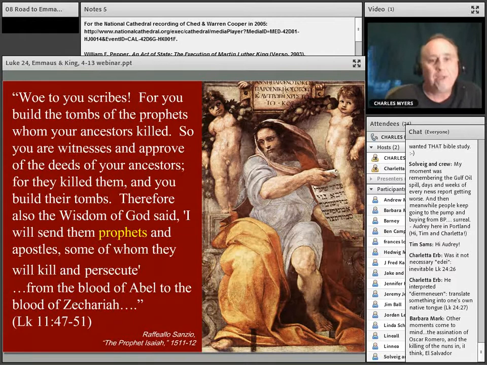Therefore, the Sophia of God says, I will send them prophets and apostles, some of whom they will kill and persecute. And then he goes on a long list from Abel to Zechariah, literally A to Z in biblical history. And what was true then continues to be true today, from Sitting Bull to Martin King. But it's the prophets themselves, not their corporate-sponsored hagiographies, who teach us how the collective story should be read.